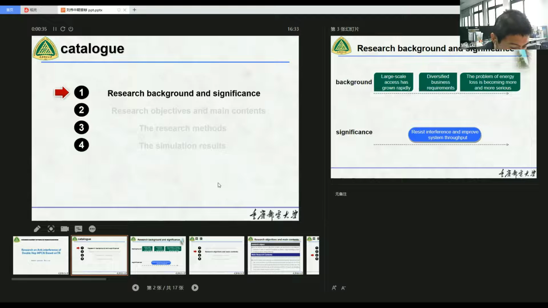I will introduce my research content from the following four aspects. The first is research background and significance. Time reversal is one of the main contents of my research, and the other is wireless powered communication network, hereinafter referred to as WPCN.